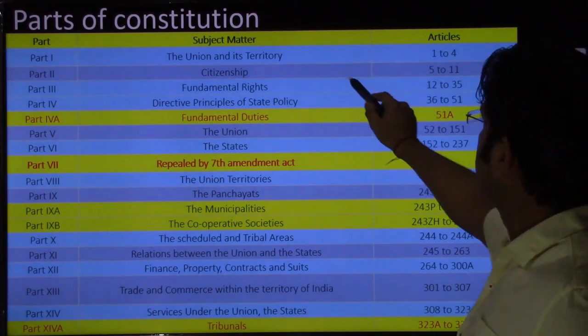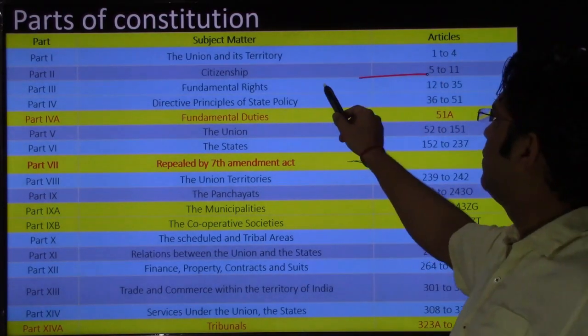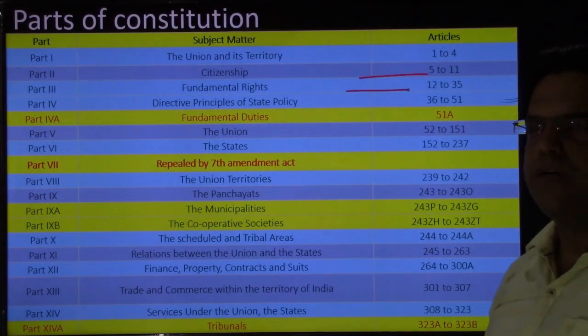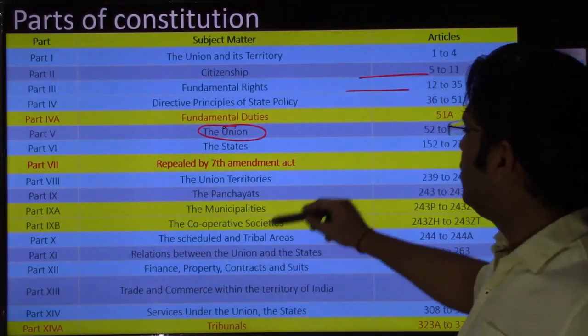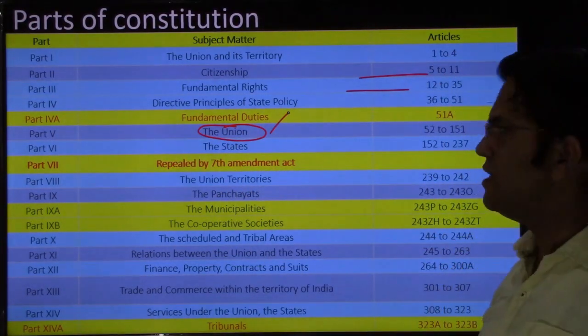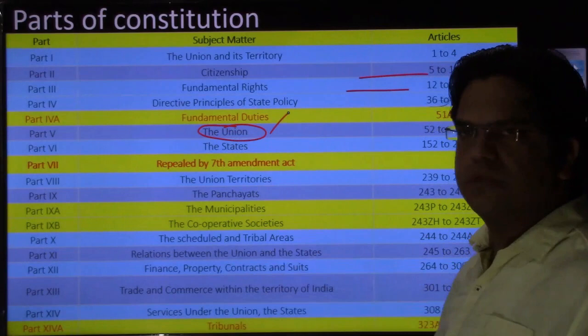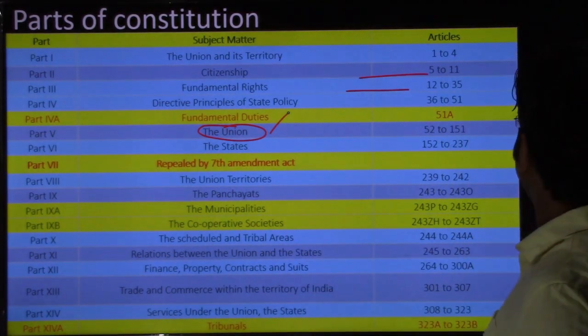Part 2 dealt with citizenship, Article 5 to 11. Part 3 dealt with fundamental rights, Article 12 to 35. Now we are somewhere here, the union. In the union as well, you will see that Part 5 has been broken further into something called chapters. So in Part 5 you will see, we have this slide for this.